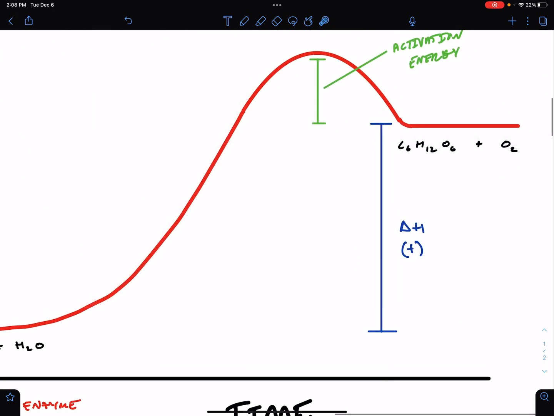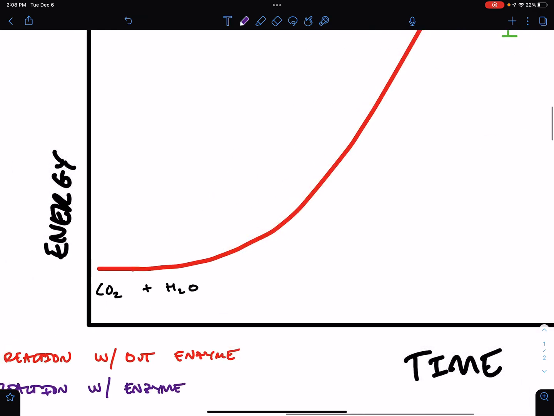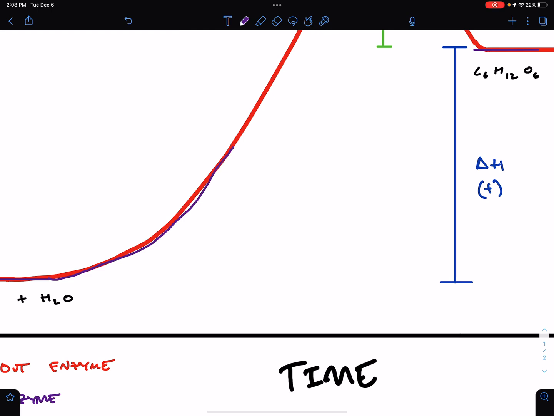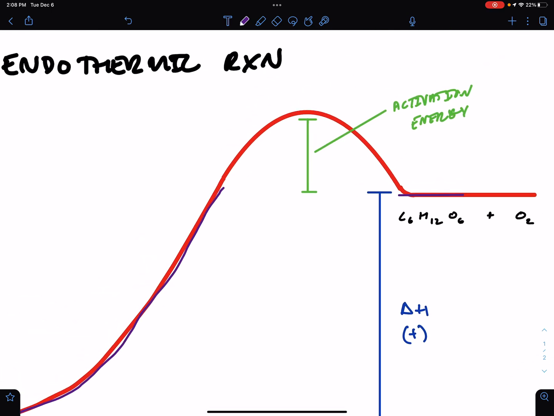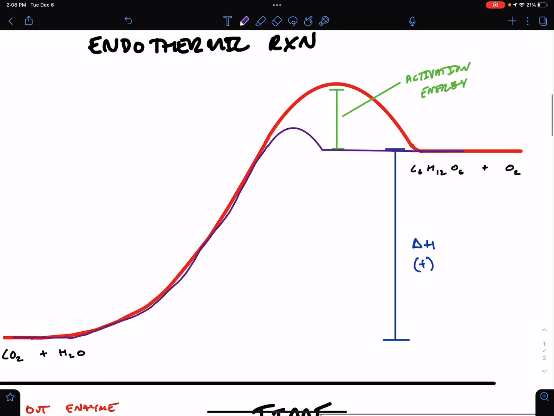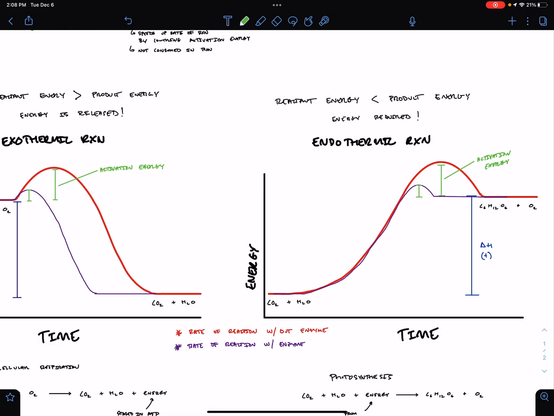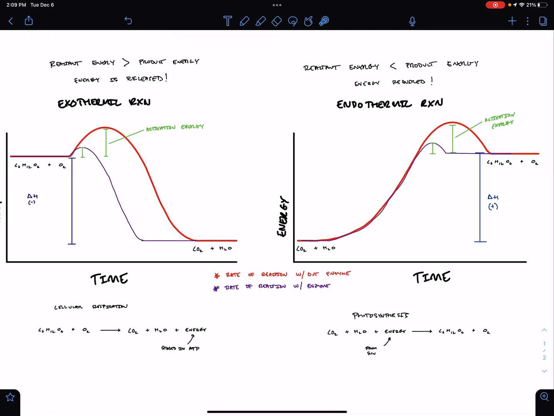And likewise, here, we'll see the same thing. I'll start it off here, I guess. The rate of the reaction is going to be sped up. Oh, come on. Because of the presence of the enzyme, which lowers the overall energy of activation, the amount of energy required in order to break those bonds.